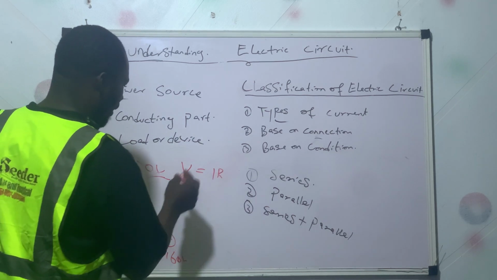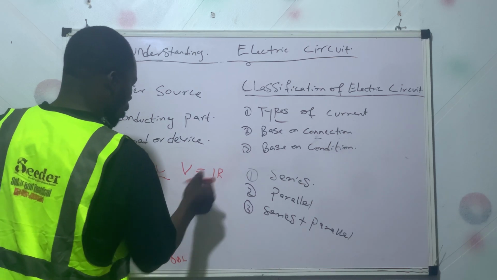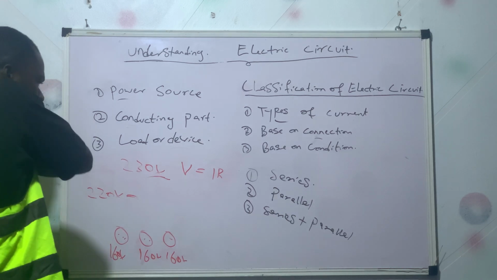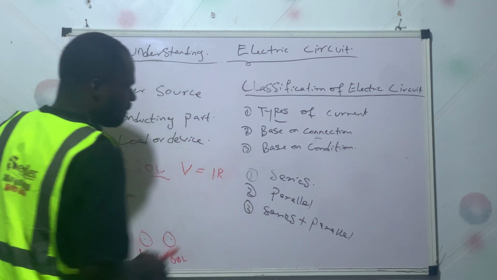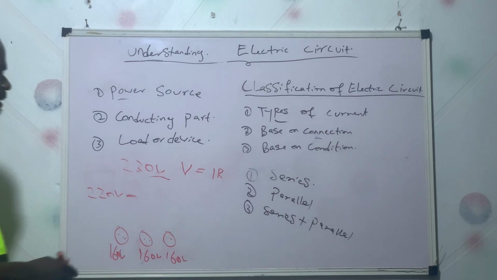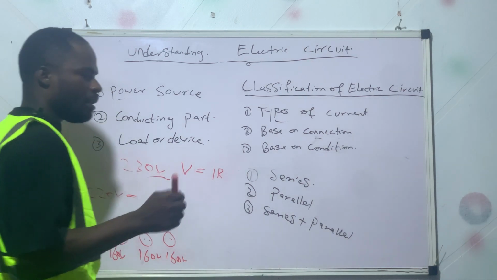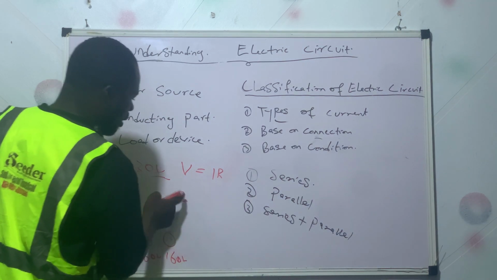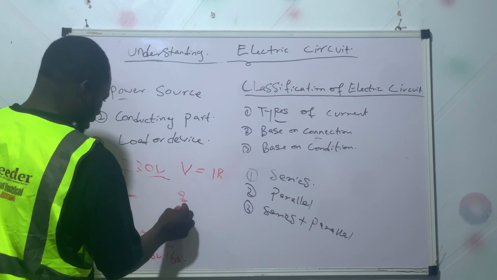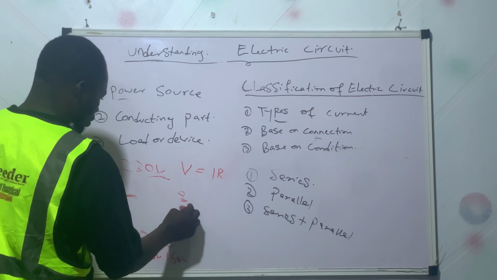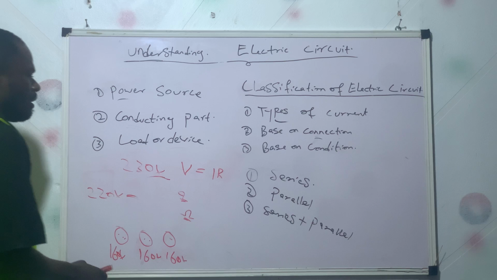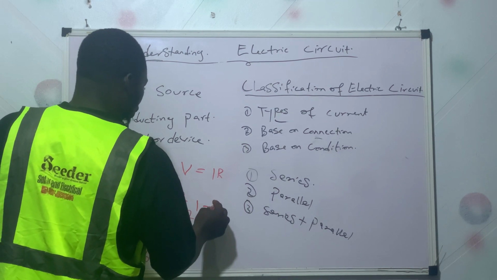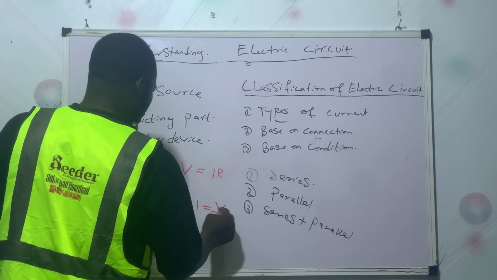If you are looking for the current, I represents current, it is the symbol of current. R represents resistance, it is the symbol of resistance. The unit of current is known as amps, while the unit of resistance is known as ohms. So you are looking for current. Current is now equal to voltage over resistance.